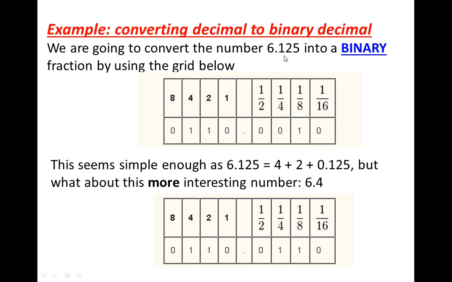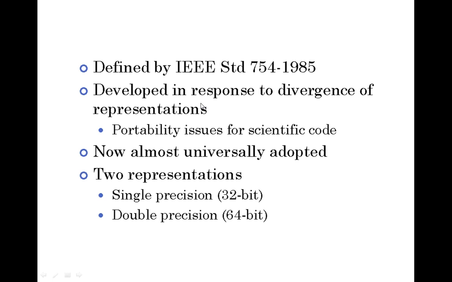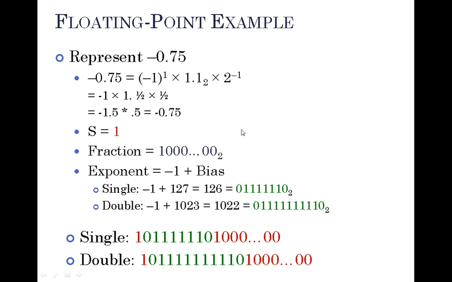We are going to convert 6.125 into a binary fraction. So this is an example for 6.125. This is 4, this is 2, this is 0.125. And we also discussed what an IEEE floating point number is. This is an example of how we can use the floating point number. This is defined by IEEE standard 754.